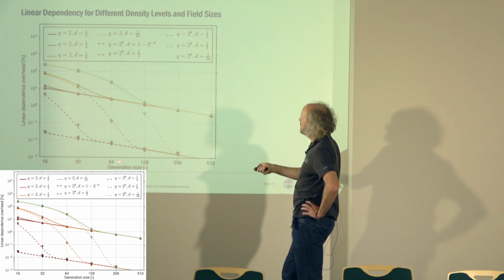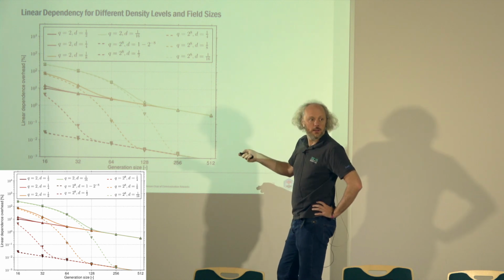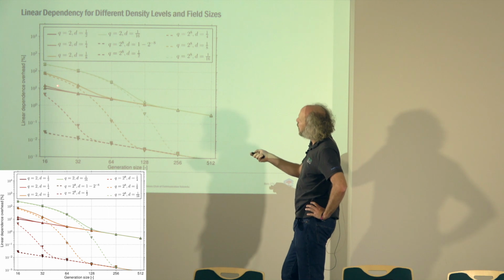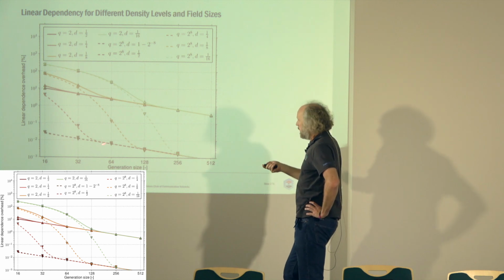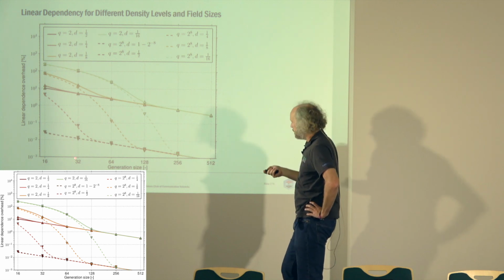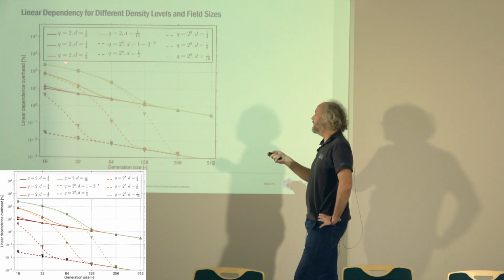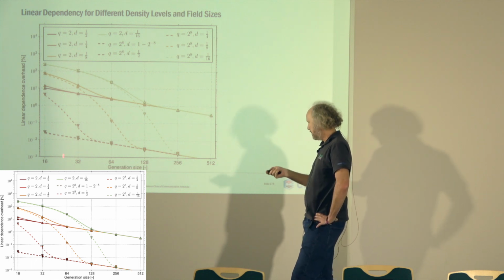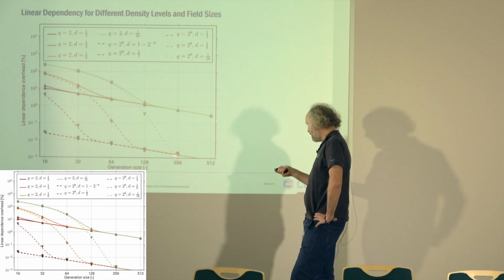If the generation size is very big, they all end up in the same curve here. But if the generation size is small, then it matters. Okay? Then the overhead goes up. The same for the higher fields. They are different for smaller generations, but they all end up together for higher generations.